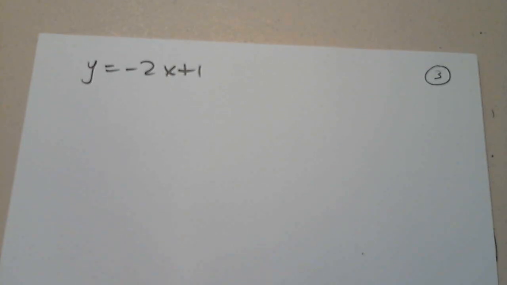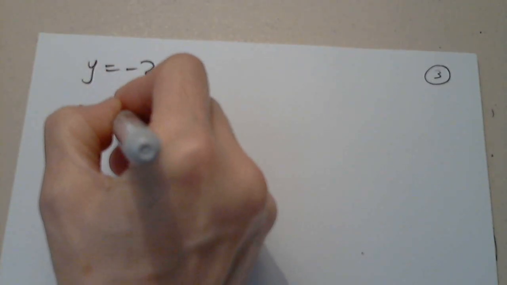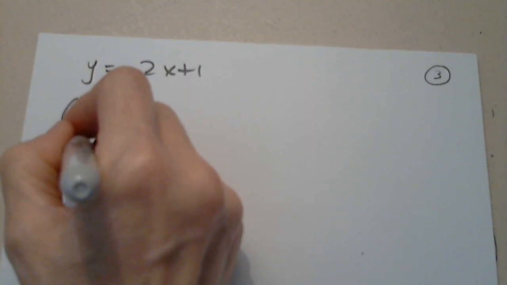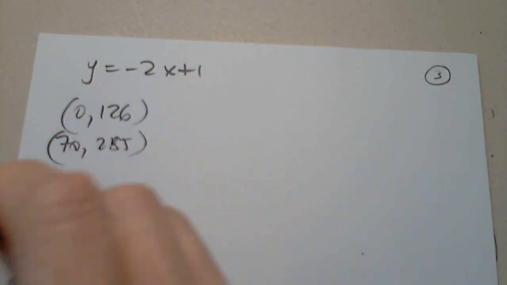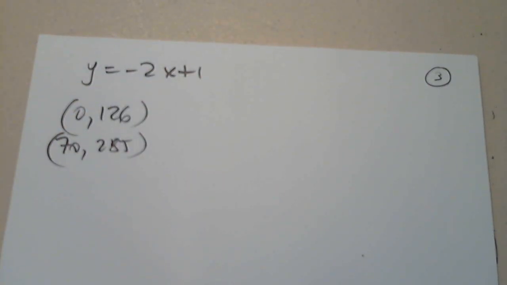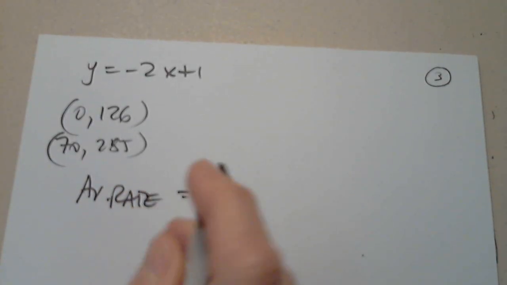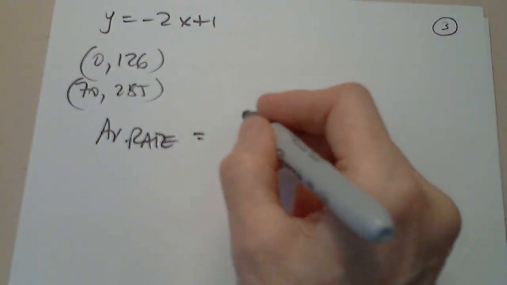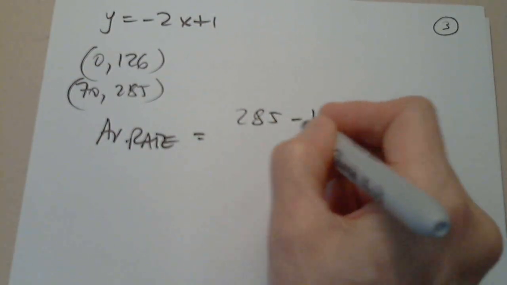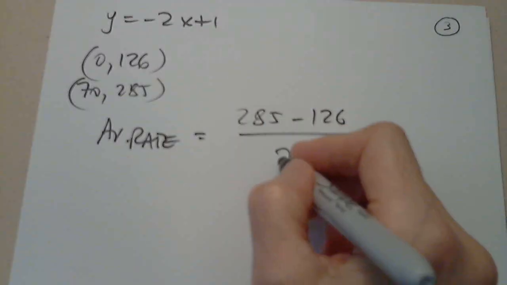Sure, of course. So we have (0, 126) and (70, 285). And they want us to find the average rate of change. So this is y2 minus y1 over x2 minus x1.